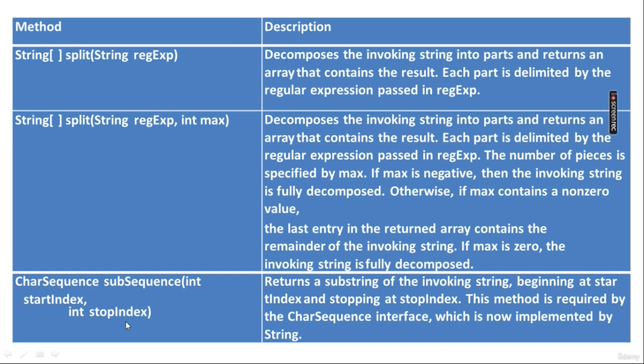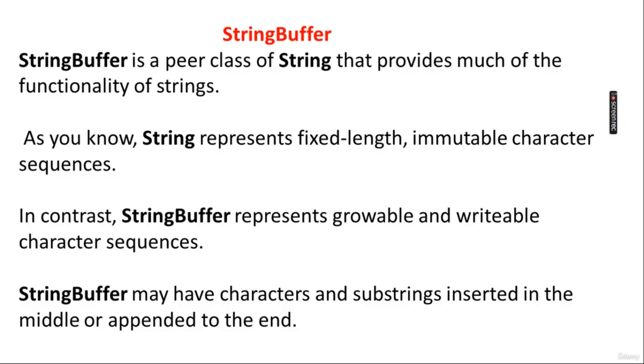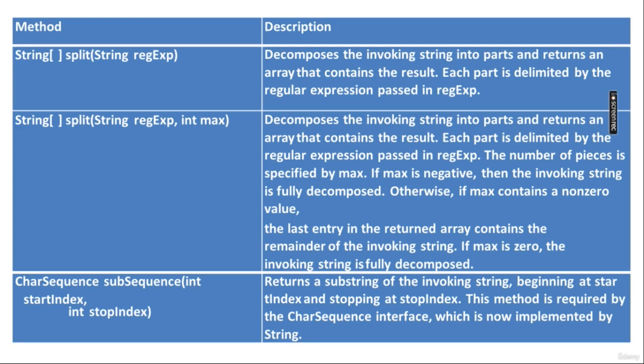Character sequence, subsequence, integer start index, integer stop index. Returns the substring of the invoking string beginning at start index and stopping at stop index. This method is required by the character sequence interface, which is now implemented by string. Okay. So these are the methods added by J2SE5.